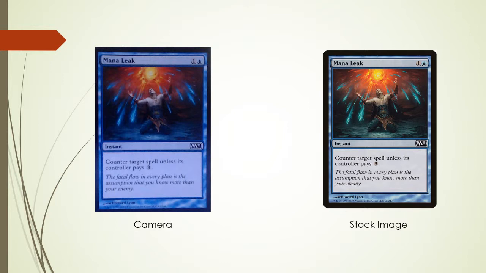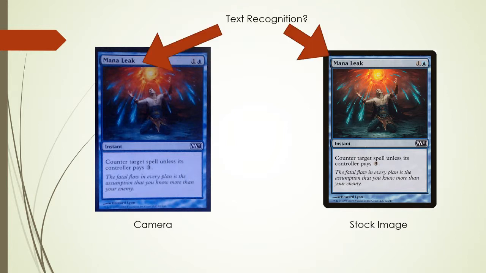Now, the problem is how to get one to essentially see the other, how to compare them successfully with as few false positives as possible. So what a lot of people might suggest is, oh, they have the same name, so perhaps just some text recognition would be best.